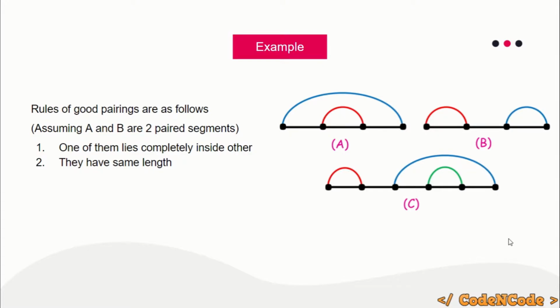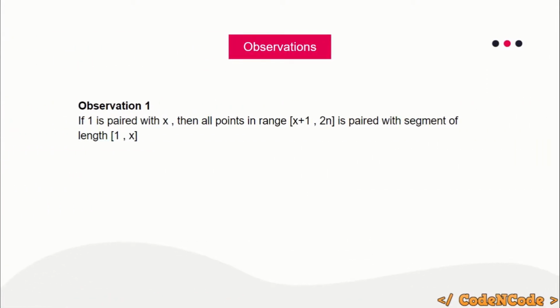Let's go ahead and see some observations. One of the first observations you can make is that if you are pairing the first point with the point at position x, then all of the other points in the range x plus 1 to 2n should have the same segment length as the first one. What do I mean by that? Let's explain with an example.